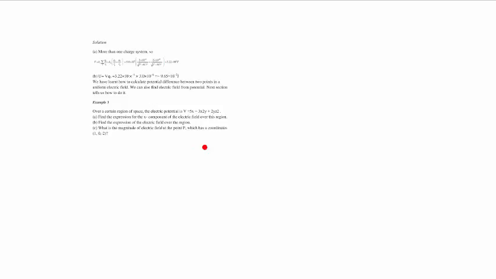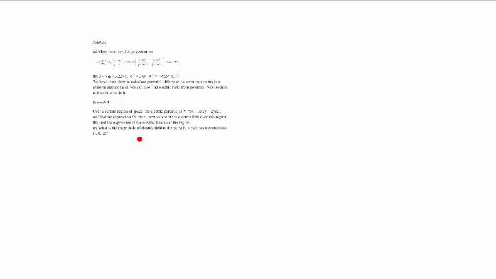Okay, now let's look at an example which will help us understand this. Okay, now it says over a certain region of space, the electric potential is V is equal to 5x minus 3x squared y plus 2yz squared, I guess. Okay, so it says find the expression of the x component of the electric field over the region. Okay, so the x component.